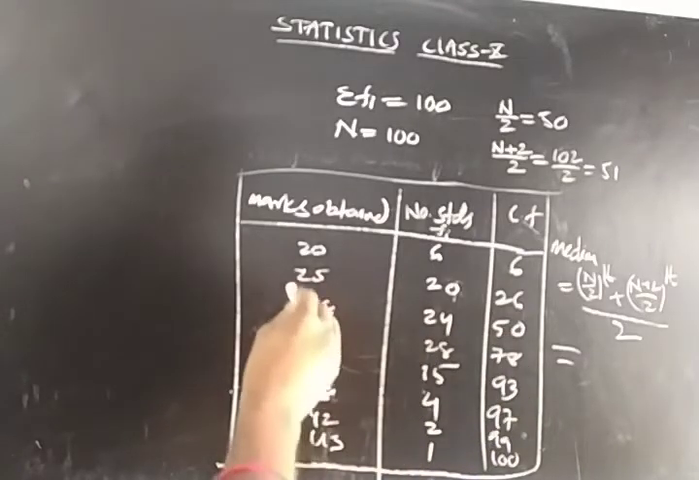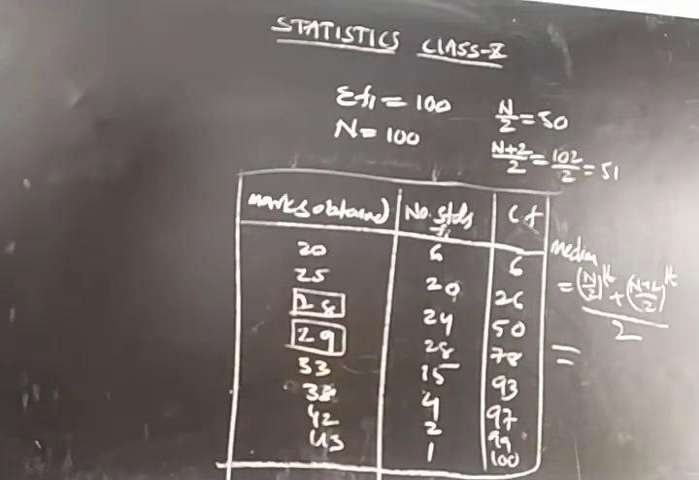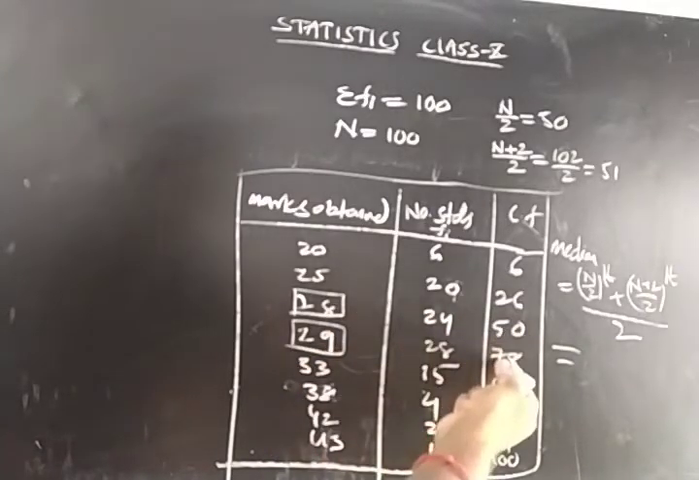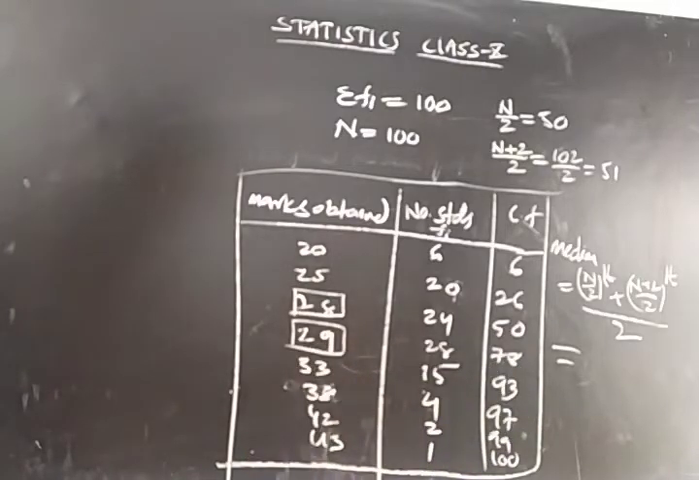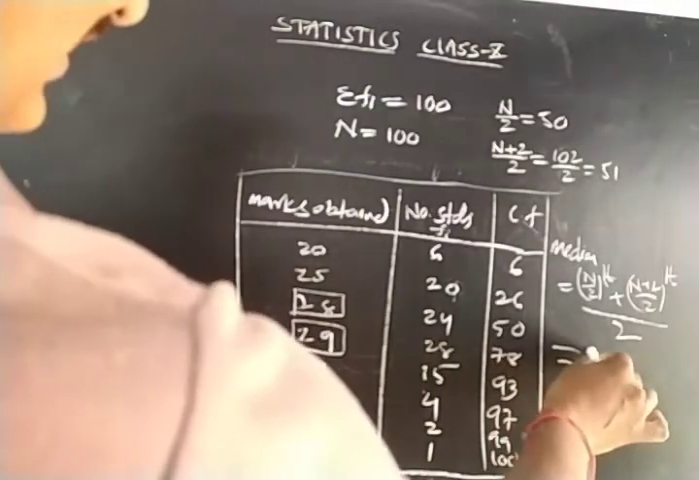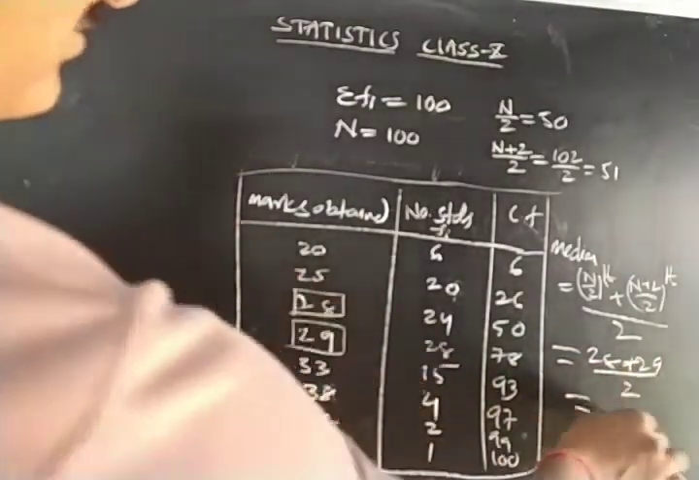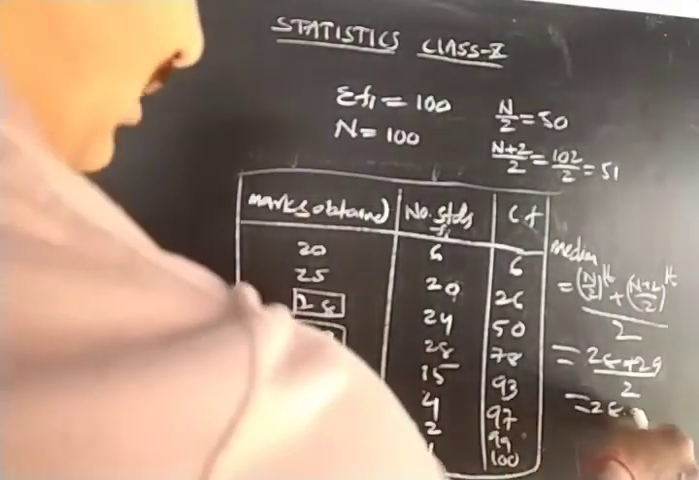The 15th observation is 28, and the 51st observation is 29. By the cumulative frequency we can observe it. This is the 15th observation, and the 51st observation lies in here, 51 to 78, so you have to consider it as 29. So 28 plus 29 divided by 2, the average is 28.5, which is the median.